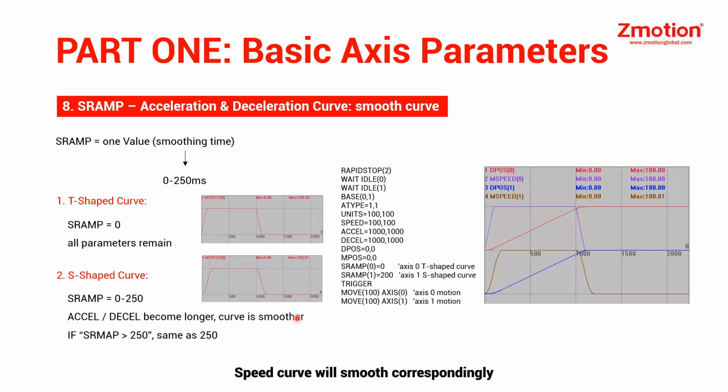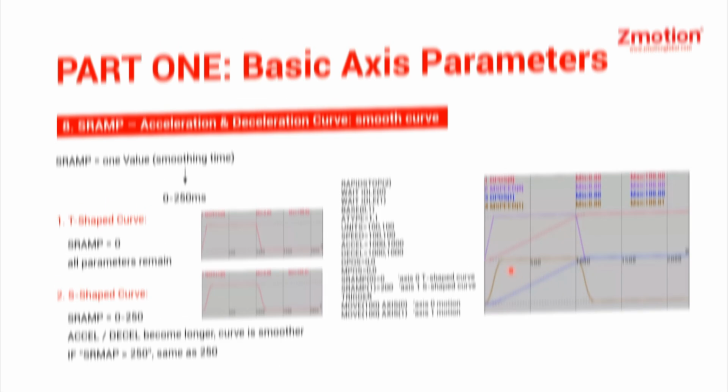The speed curve will smooth correspondingly, which can reduce shakes in on, off, acceleration and deceleration. Even if the value is more than 250 ms, it still uses 250 milliseconds. Here is one example. It can be seen axis 0 is T-shaped, axis 1 is S-shaped. Obviously, axis 1 is smoother.